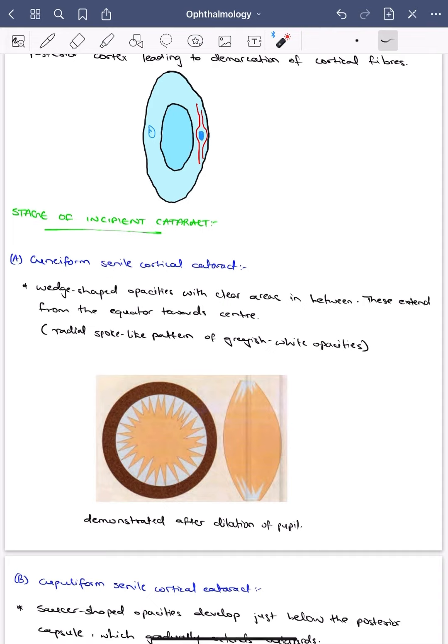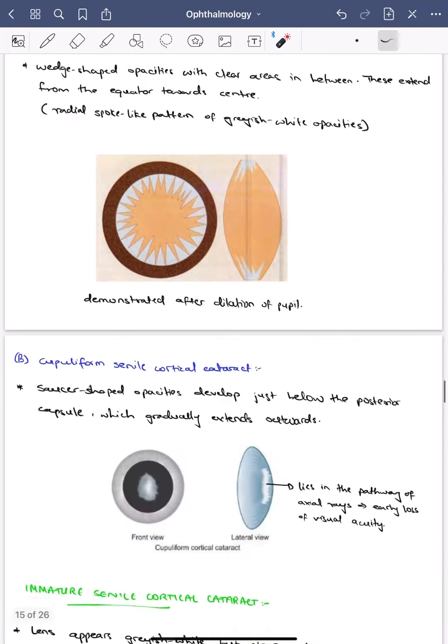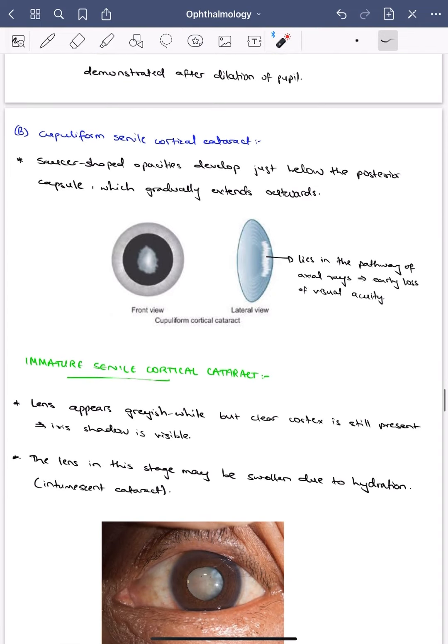Now this can only be demonstrated after dilation of the pupil. Why? Because it develops from the equators towards the center of the lens. Next is the cupuliform senile cataract.